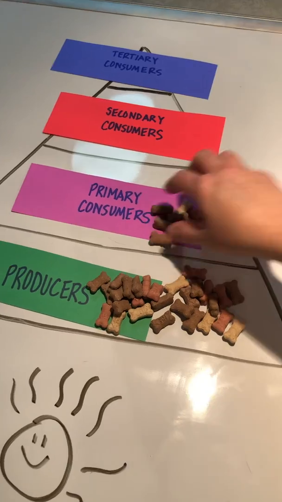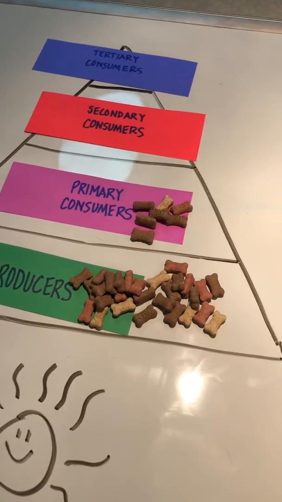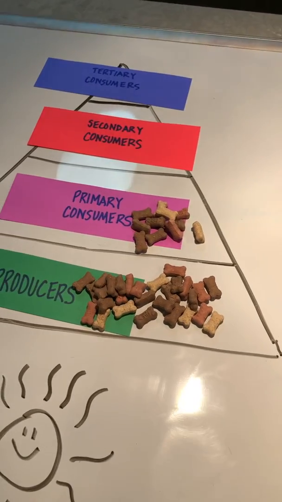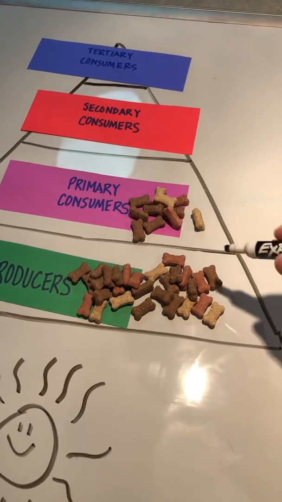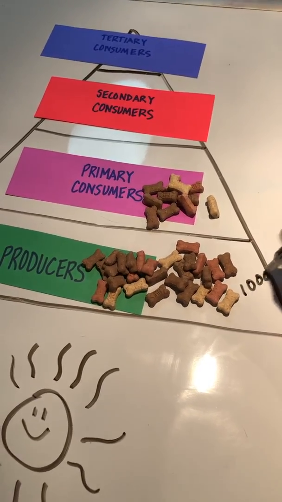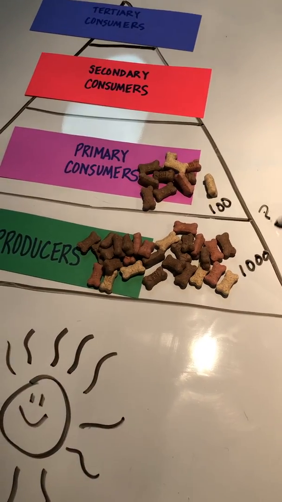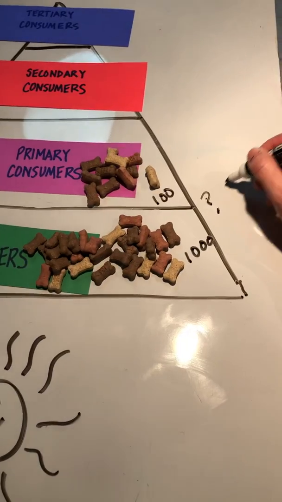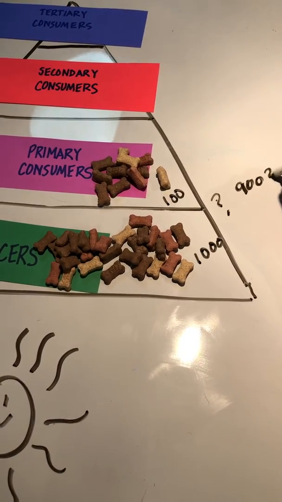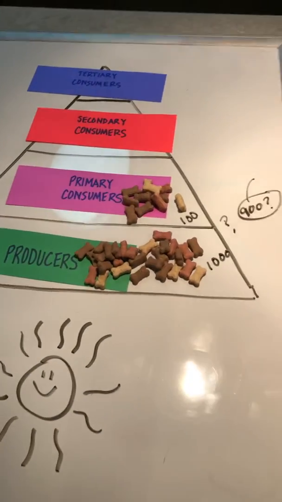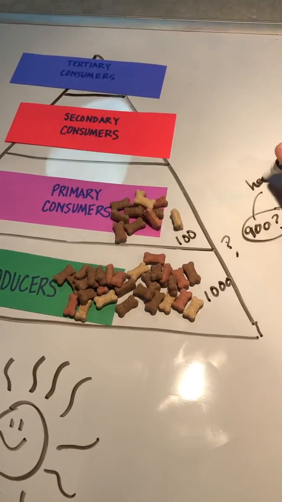So imagine all of these biscuits here is 100. So again, we started out at 1,000, and now we're at 100. So the question is, what happens to the 900 units of energy? That is actually converted a lot into heat.